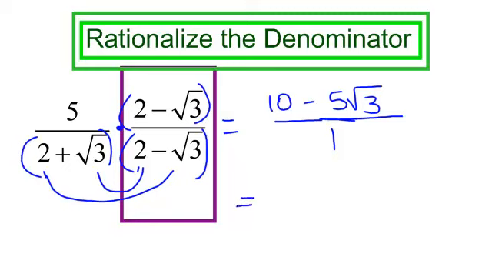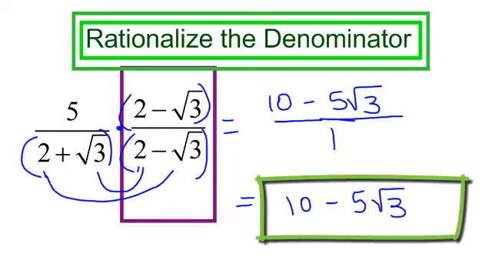Anything over 1, I actually don't even need to write that denominator because anything over 1 is just itself. If this was over 2, I would have to leave it there. And we'll talk about if it was over 5 and we'd have to reduce it all. Well, we'll save that for another video.